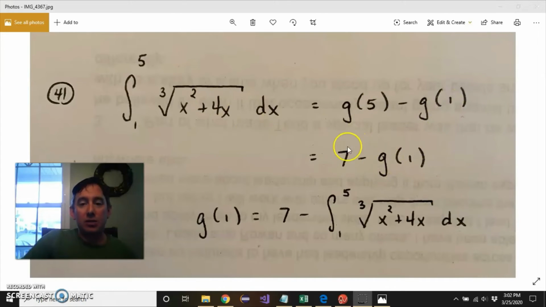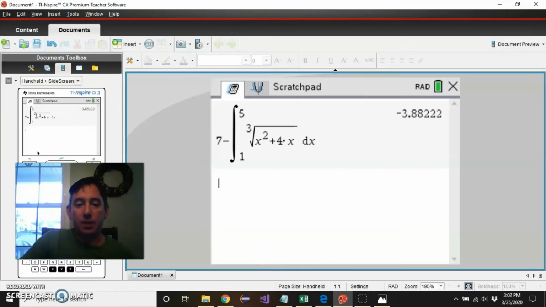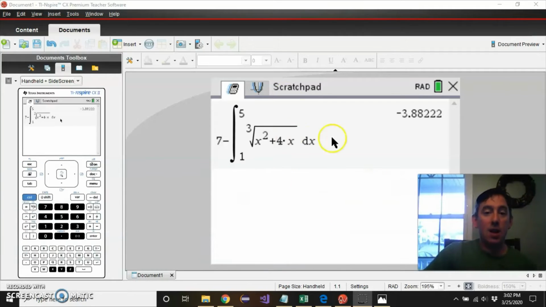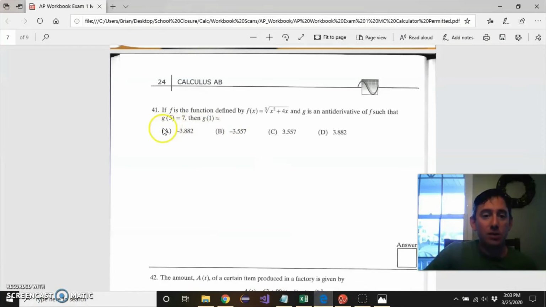So now if I just rearrange this a little bit and solve for g of 1, it can be calculated by 7 minus the integral of f from 1 to 5. So let's just throw that in our calculator, 7 minus that integral, and I already worked it out. It's going to be negative 3.88, which is A. Done.